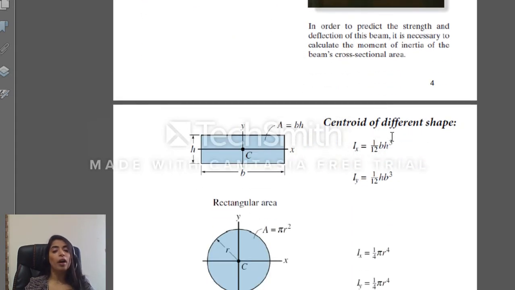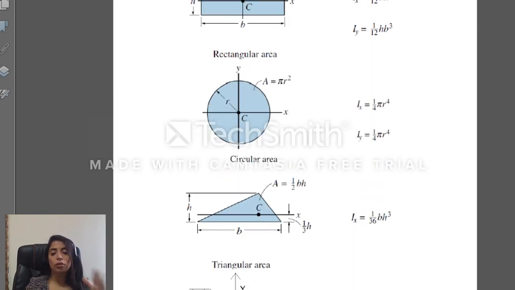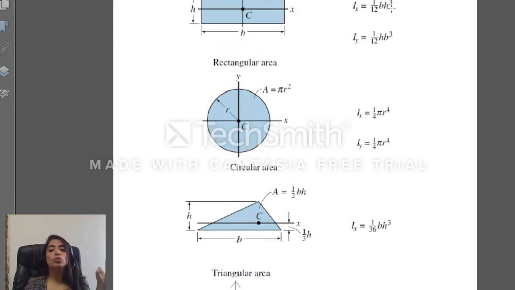So I will prove Ix. I will take a rectangular shape and prove, using the integration method, that Ix is equal to 1 over 12 bh cubed. And then, guys, if you have another shape composed of these regular shapes, the rectangular, circular, or triangular shape, then you can directly use all of these rules because you have memorized them. Let's do the proof of Ix for the rectangular shape.